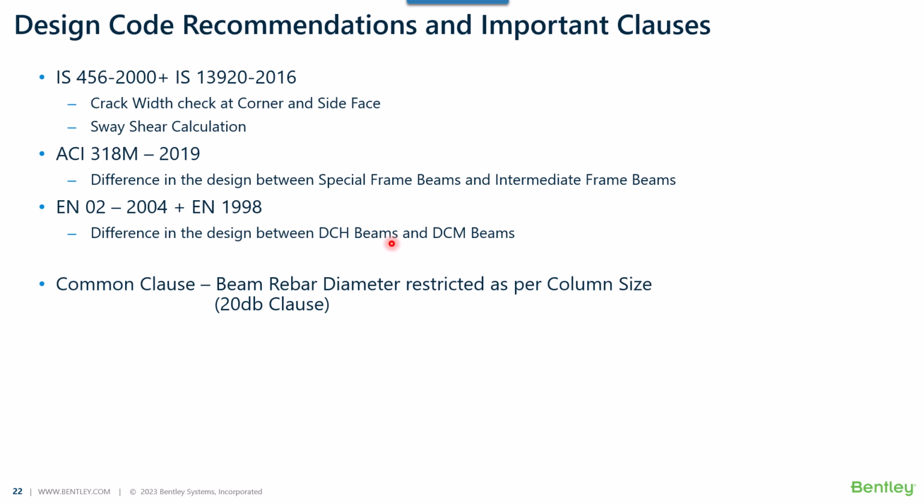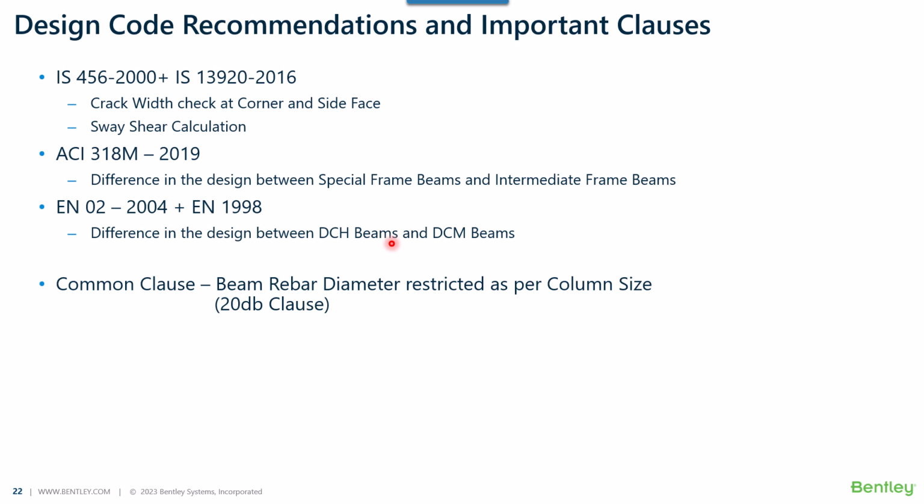Secondly, we will look into the difference between the design that has been done for a beam of a special moment resisting frame and when a beam is designed as a member of an intermediate moment resisting frame, again as per the ACI 318 2019 edition. And on a similar basis, we will look into the design difference between a ductile class high beam and a ductile class medium beam as per Eurocode 2 and Eurocode 8, which is for the ductility.